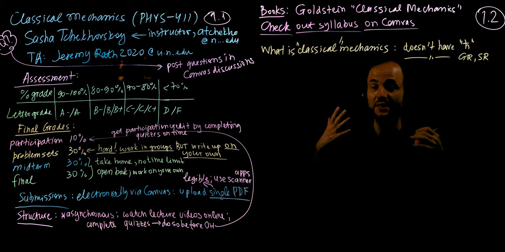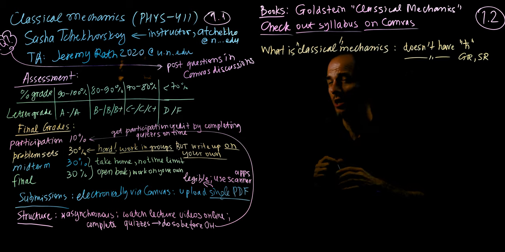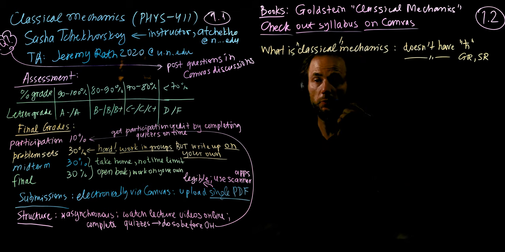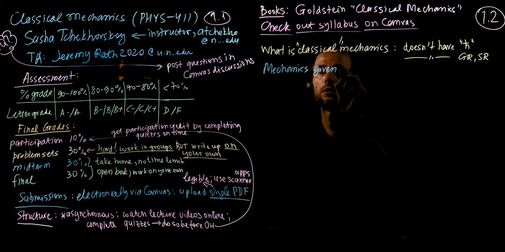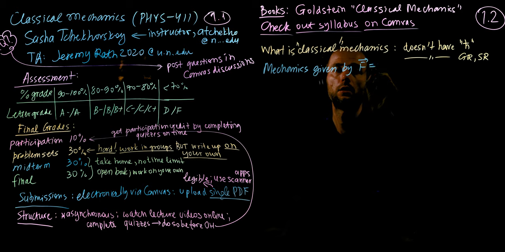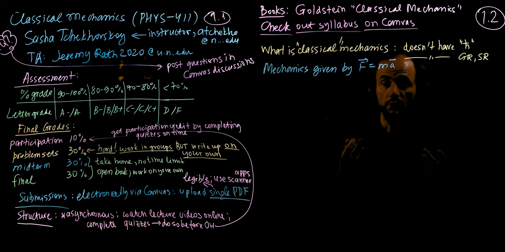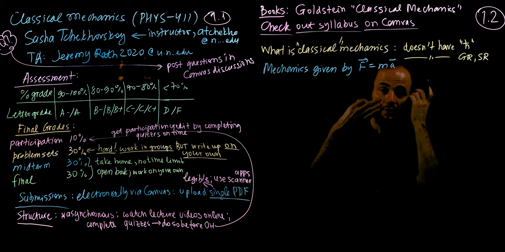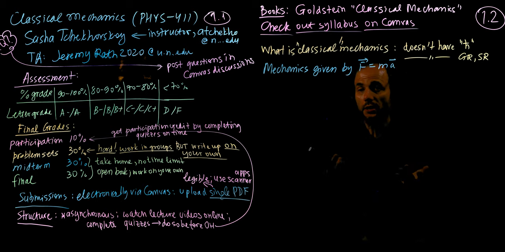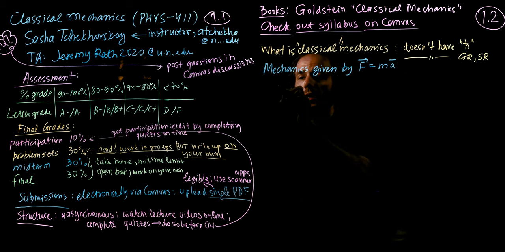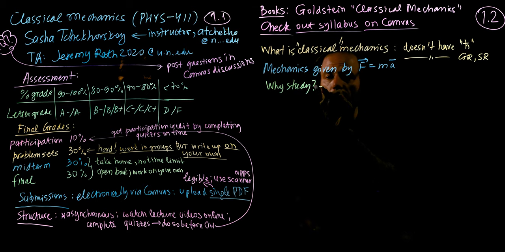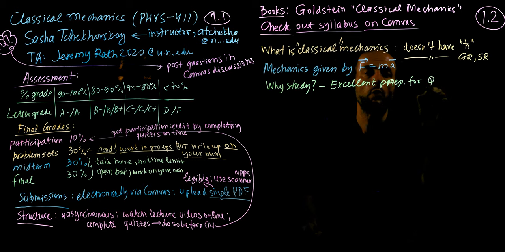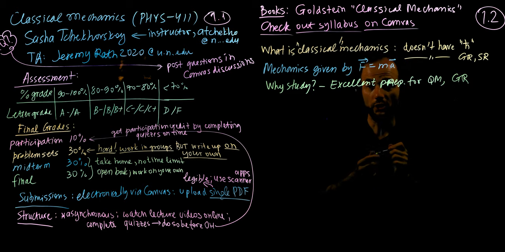So what we're going to be working with is the classical mechanics. So what is that? Well, typically when we start deriving mechanics, we do so from Newton's second law, F is equal to ma. And why do we want to study classical mechanics? That is because it is an excellent preparation for quantum mechanics or for general relativity, which has a special place in my heart.